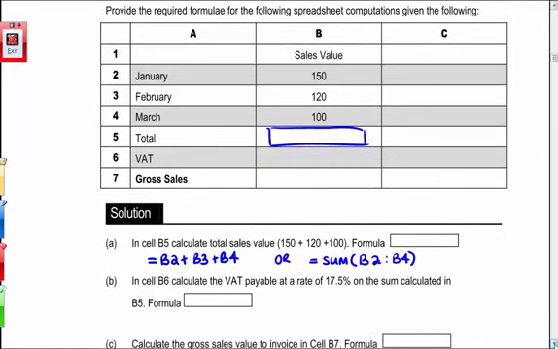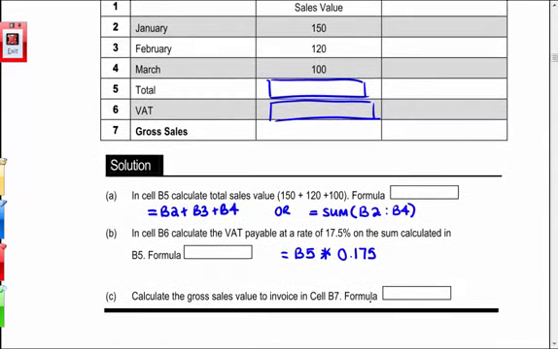In B6 then, we have to work out the amount of VAT that's going to be payable at a rate of 17.5% on that sum calculated in B5. So we've got equals B5, and then for multiply it's the asterisk button, and the VAT then is going to be 0.175 because we just want the actual amount of VAT.